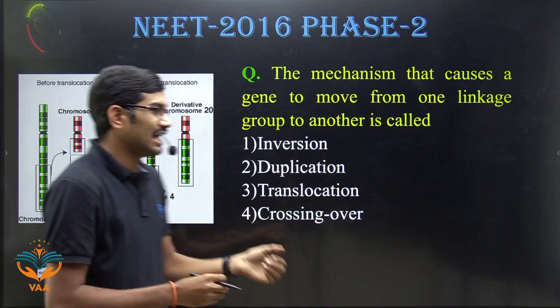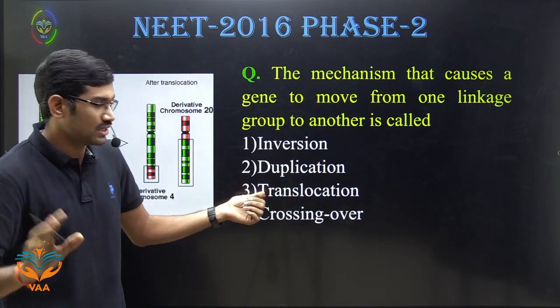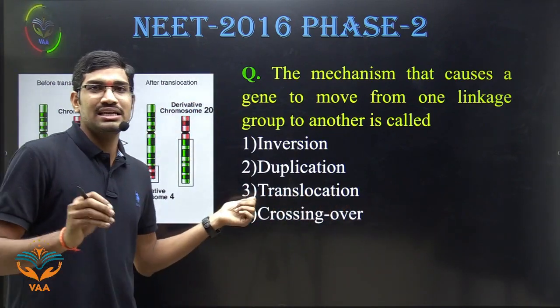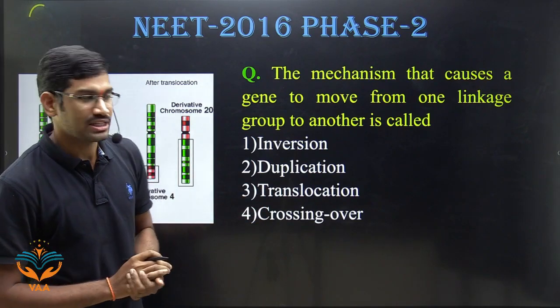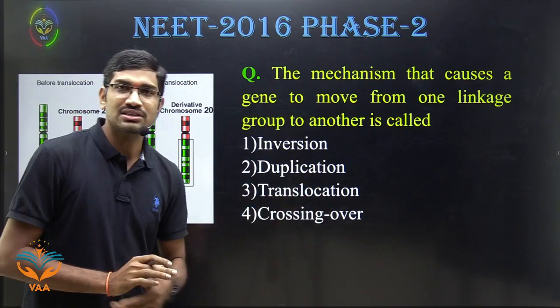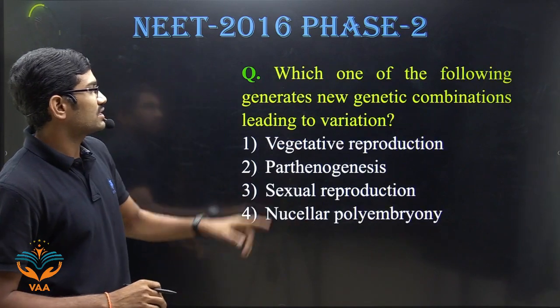So this is actually a mutation. This is not crossing over. Here, this is a type of mutation called translocation. So please remember this one. Okay, so the answer for this is option 3, translocation. Next one.